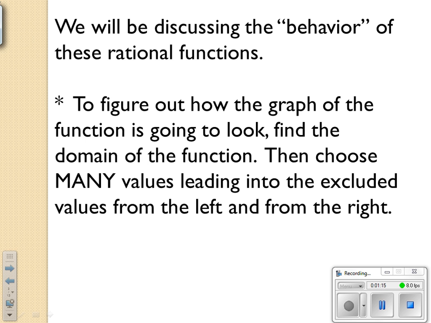Now, when we graph these rational functions, we're going to be discussing the behavior of the functions. Well, we've already been talking back in chapter 3 about that left and right hand behavior of those other kinds, those polynomial functions. So we're already used to looking at that sort of thing when we're discussing a graph. So to figure out how the graph of the function is going to look, find the domain. Then choose lots of values that lead into any excluded values coming at that number from the left and from the right. Figure out what the curve or the graph is going to do as you get closer to that undefined number.